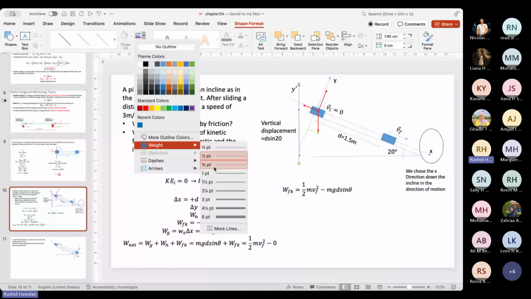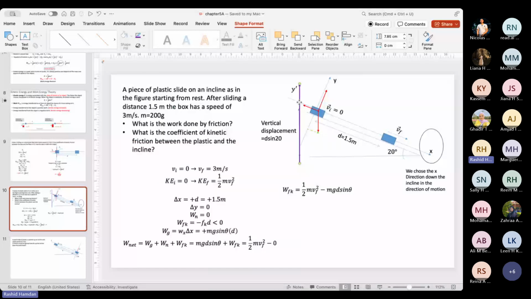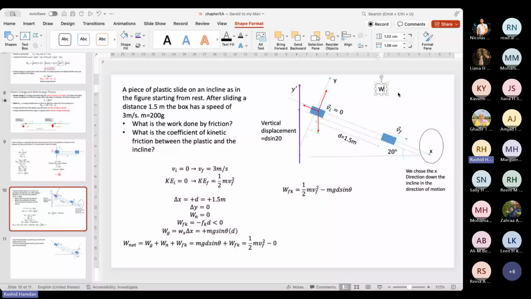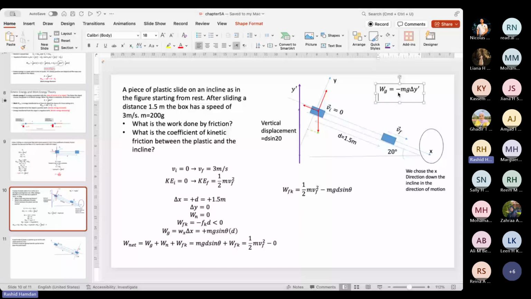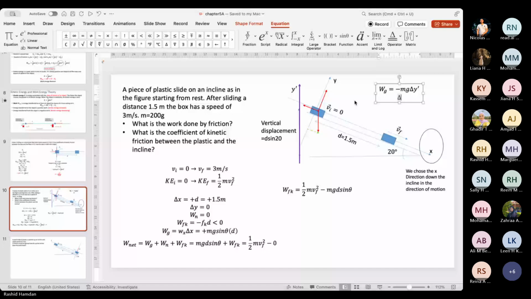Okay. So now instead of doing this term, I can say here on the side that the work done by the gravitational force is equal to minus mg, but not delta y prime. Now on the vertical axis, I'm going a distance delta y prime. I'm going down first, so delta y prime is equal to minus first.